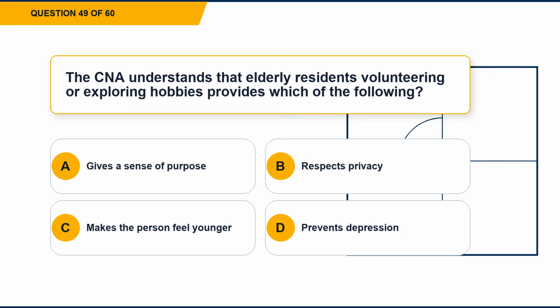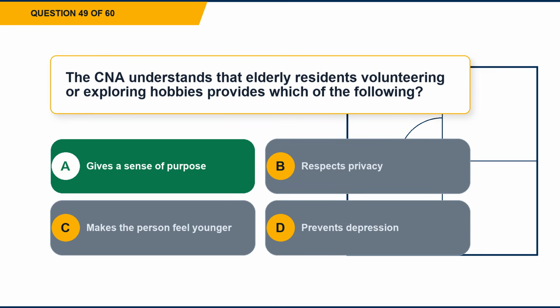Question 49. The CNA understands that elderly residents volunteering or exploring hobbies provides which of the following? Option A. Gives a sense of purpose. Option B. Respects privacy. Option C. Makes the person feel younger. Option D. Prevents depression. The correct answer is option A. Gives a sense of purpose.